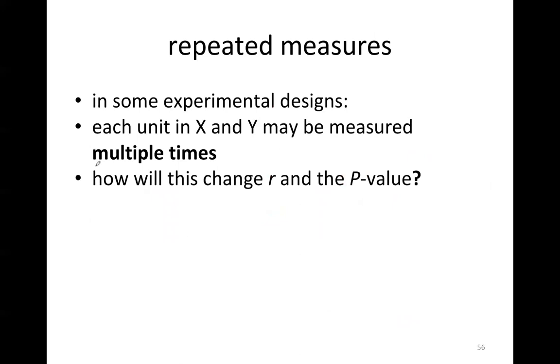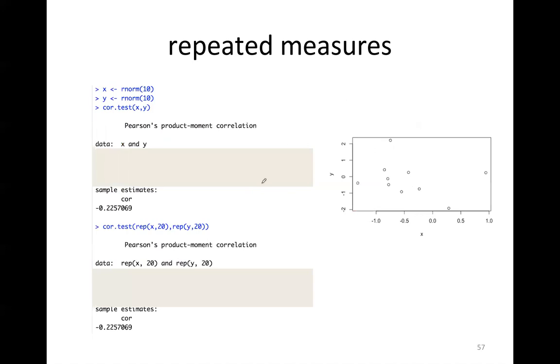If we have X or Y values or both collected multiple times, how will this change R and how will it change the p-value? And again, you can already guess how things would work. You can calculate it by a formula, but a simple way to study how data behaves is just running some small experiments in R.